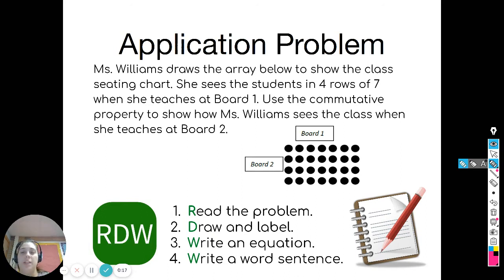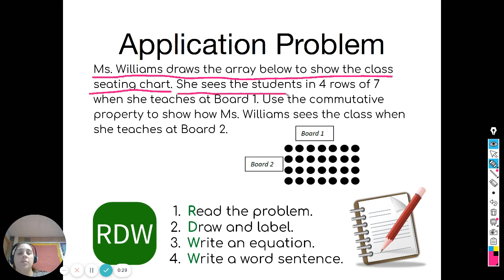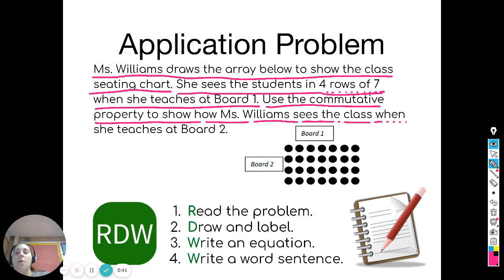I'm going to go ahead and read it to you, and then you're going to want to pause the video to solve it. Miss Williams draws the array below to show the class seating chart. She sees the students in 4 rows of 7 when she teaches at board 1. Use the commutative property to show how Miss Williams sees the class when she teaches at board 2.